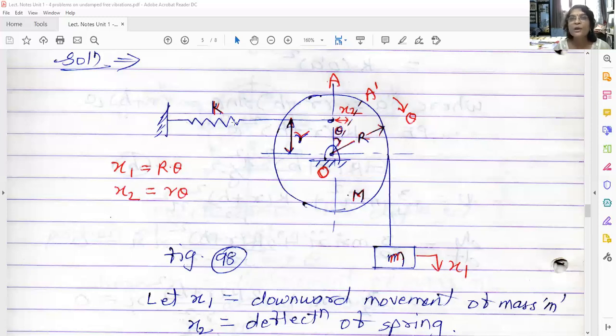Okay, now when this disc will rotate or move by angular displacement theta, this spring is going to stretch because it is connected to the spring. So by what amount it will be stretched, that is not equal to x1, that is not equal to capital R into theta. But see here, I have shown here, what is the extension of this spring? Here spring is connected to the disc.